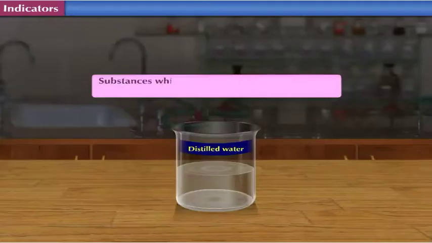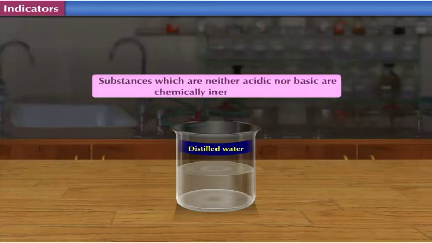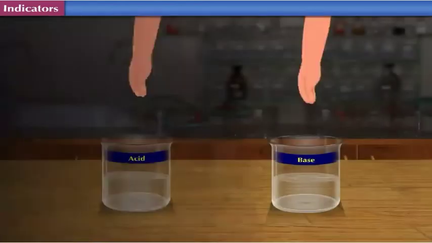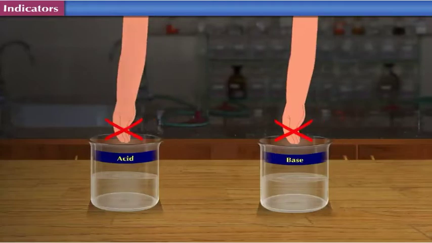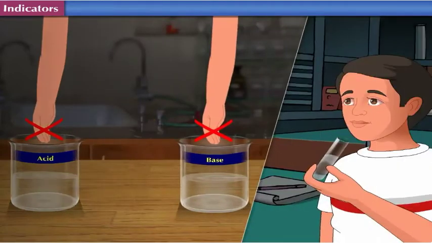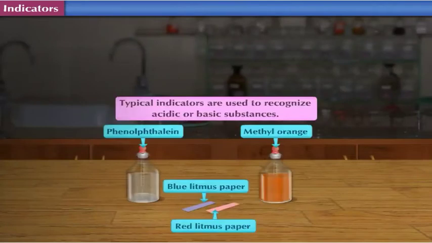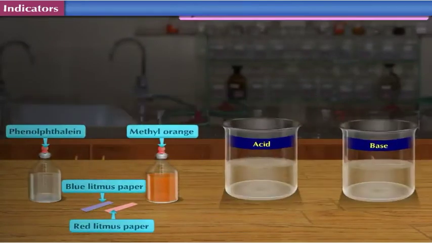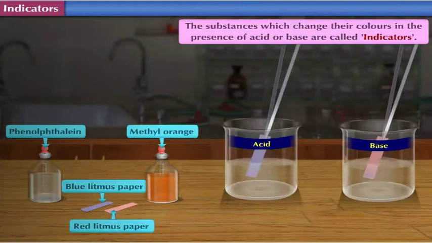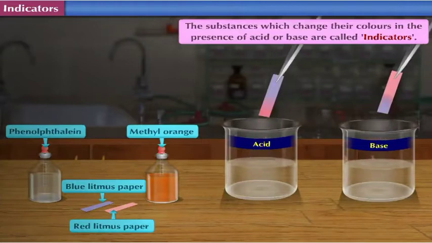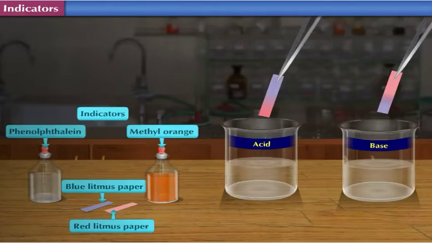Substances which are neither acidic nor basic are chemically inert in nature. It is very harmful to touch or taste acids or bases. Hence, typical indicators are used to recognize them. The substances which change their colors in the presence of acid or base are called indicators. Now, let us study some indicators which are used in the laboratory.